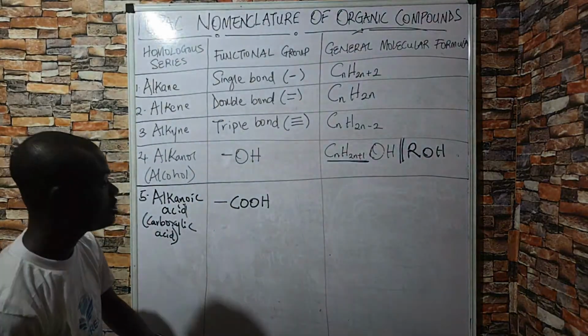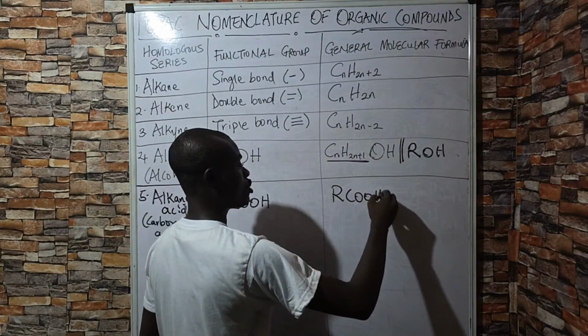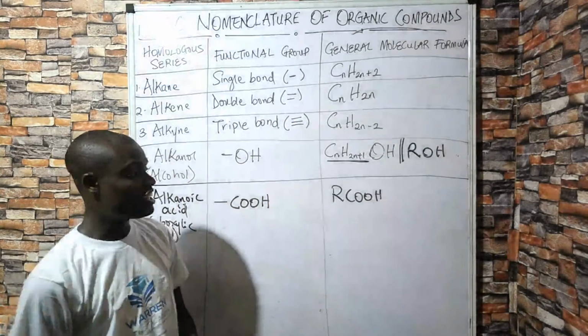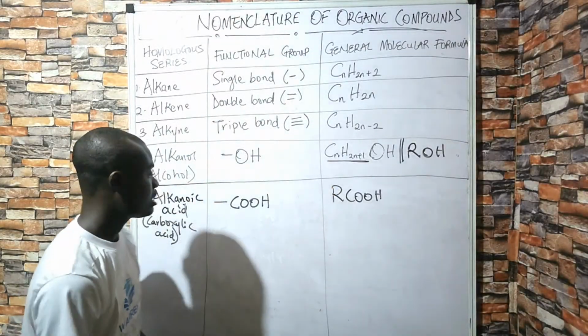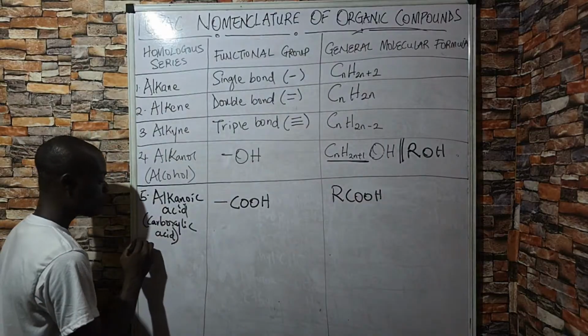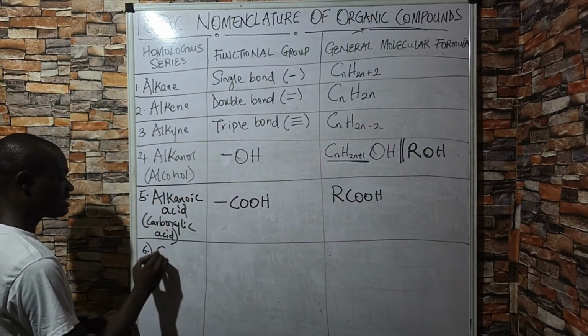So you see COOH. So the general molecular formula is simply R-COOH. Already, we've established what R is, and R is simply an alkyl. So that's R-COOH.